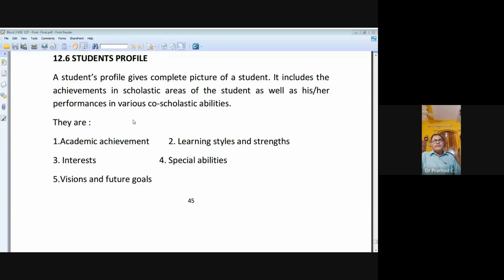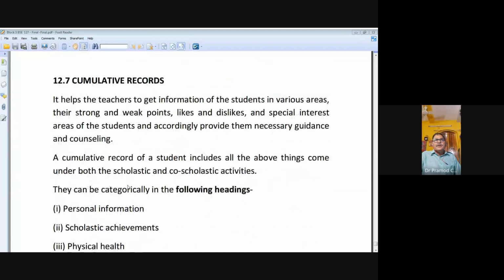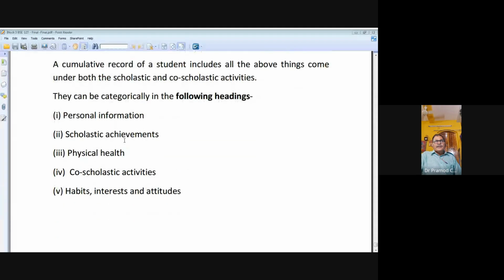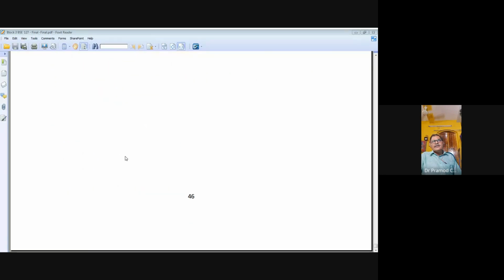When you prepare the profile, you must take into consideration the academic achievement, learning style and strength, interest, special abilities, vision of the future. But the last part is the cumulative record card. You are all teachers, you are preparing it, you will have to get the strong points and weak points, likes and dislikes, special interest areas, everything from the cumulative record card. There you will find the personal information, scholastic achievement, physical health, post scholastic activities, everything.